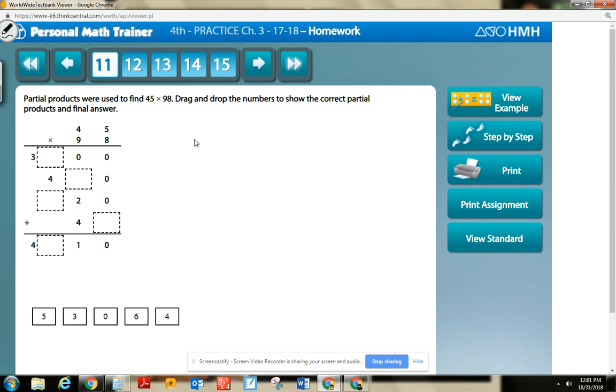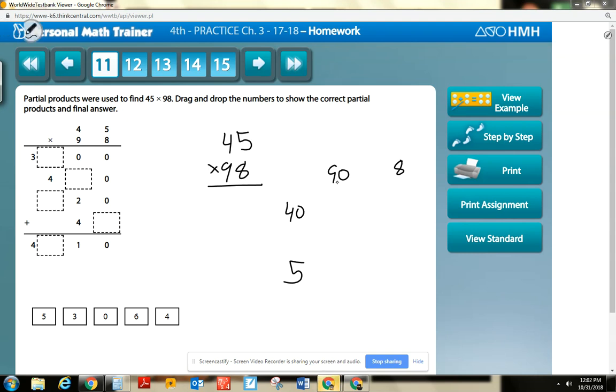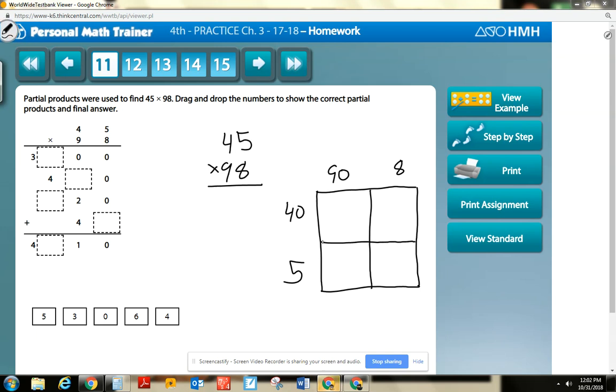Question 11. All right. So this problem is super overwhelming, but when we look at it, it's not that bad. Partial products we use to find 45 times 98. So use partial products, use that window method to find 45 times 98. In this problem, we are going to go ahead and solve it using the partial products. We're going to go through all these steps to do it.